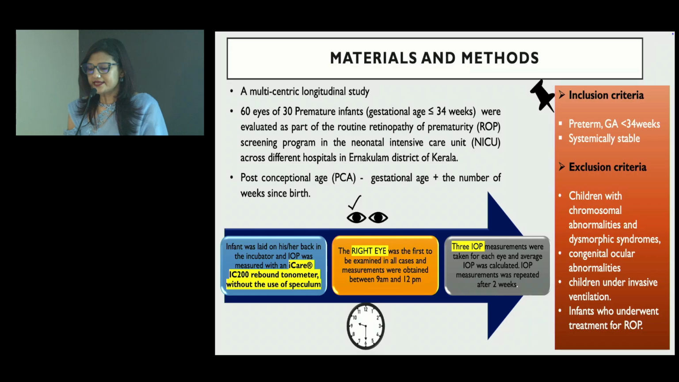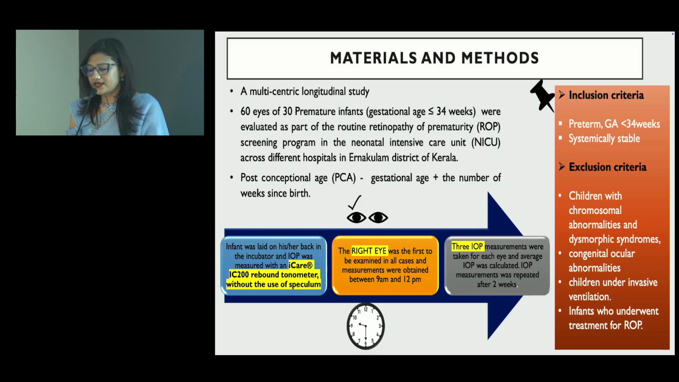It was a multicentric longitudinal study. 60 eyes of 30 premature infants with gestational age less than 34 weeks were evaluated as part of a routine ROP screening program in the neonatal NICU units across different hospitals in the Ernakulam district of Kerala. The post-conceptual age is gestational age plus number of weeks since birth.